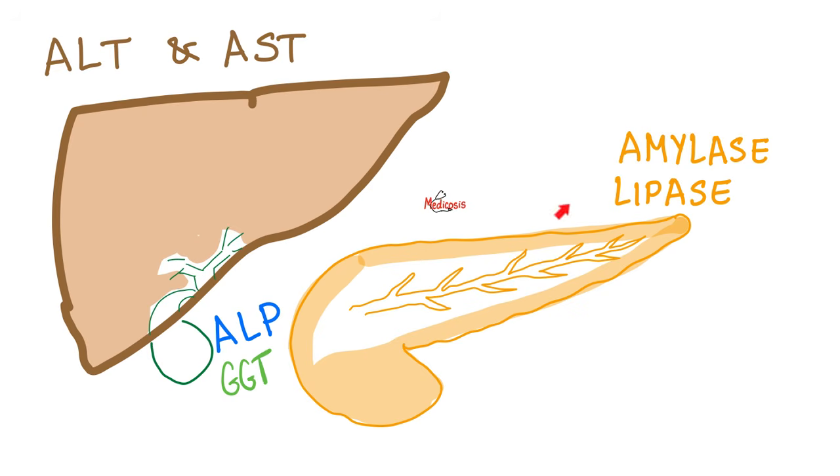Amylase and lipase are for the pancreas. Therefore, if I have cholecystitis, usually amylase and lipase should be normal. Sometimes amylase might be mildly elevated. But if they are extremely elevated, think of acute pancreatitis.